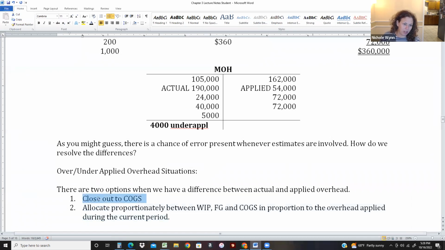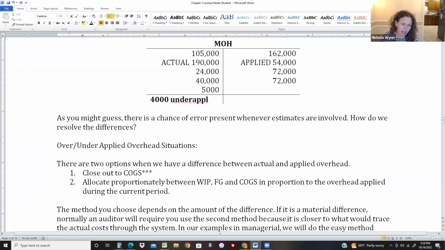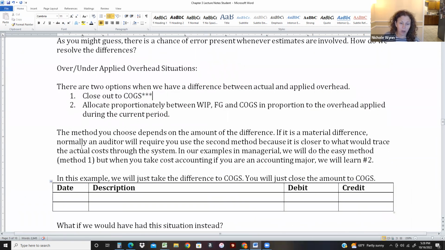So we are going to use this method. And by the way, the way you decide what method to use is it depends on how much you're off by. In this case, we were only off by 4,000 on 360, which is not that much. But if we were off by 100,000 on 360, then we were really messed up. Our estimates were really bad. And in that situation, we would need to allocate between WIP, finished goods, and cost of goods sold instead of changing COGS by 100,000. If some of the goods are still sitting in WIP and some of the goods are still sitting in finished goods, we would need an allocation.